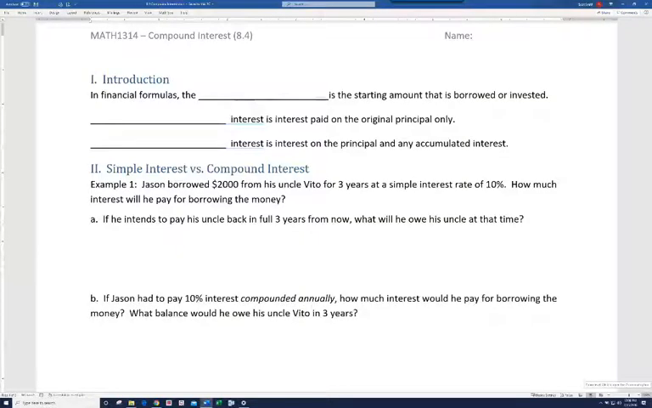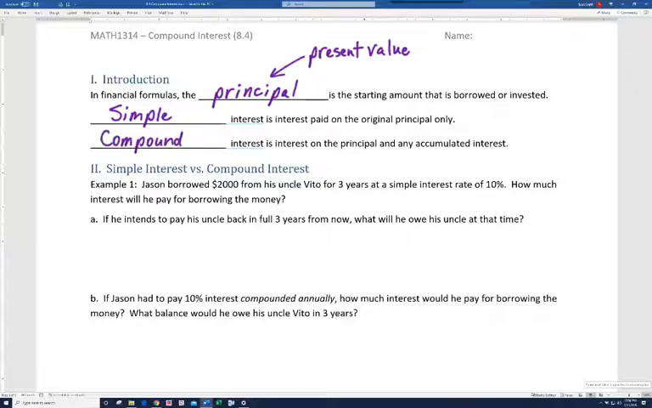In this video, I'll be going over compound interest. And so let's go ahead and get started. It says here in financial formulas, the principal is the starting amount that is borrowed or invested. In our discussion on simple interest, we called this the present value, or at least that's another name for it. Now, simple interest is interest paid on the original principal only. Compound interest is interest on the principal and any accumulated interest.